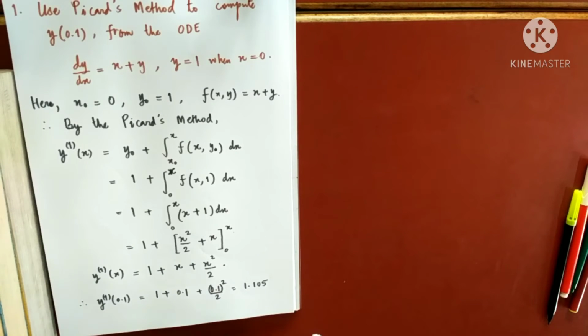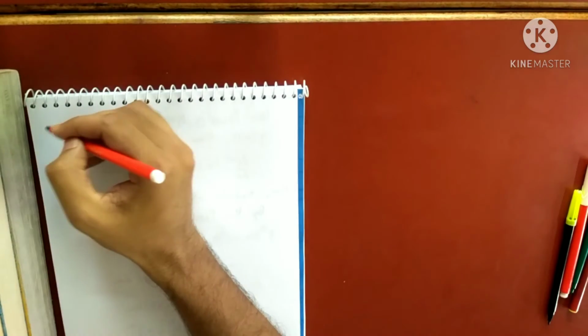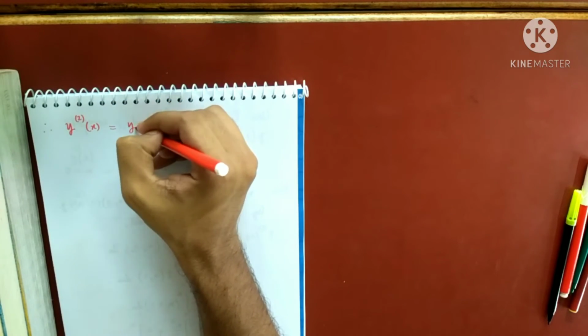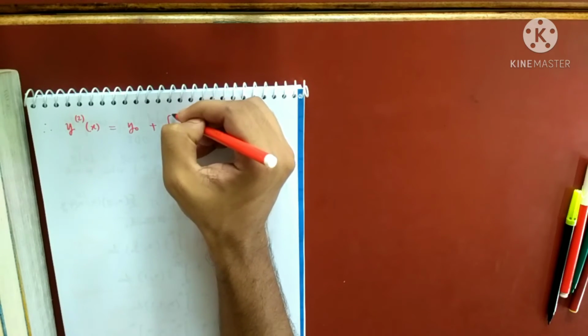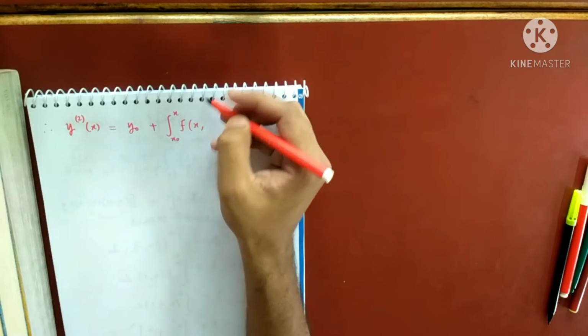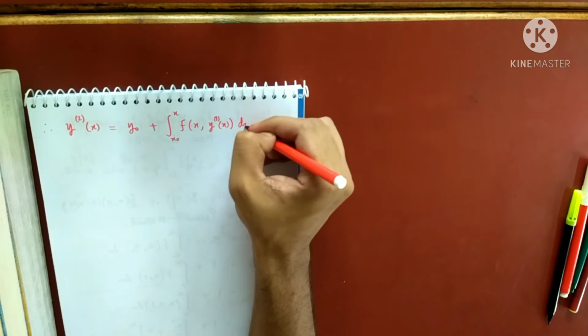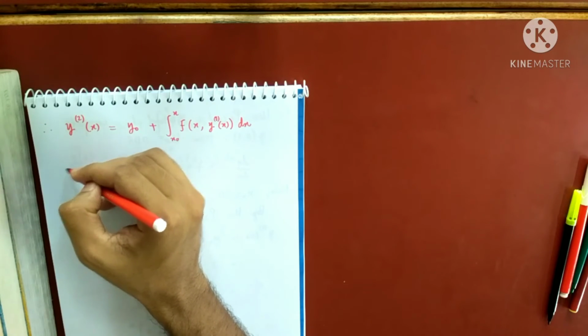So let me write down the second iteration. Remember this value, because we are trying to approximate this value. We'll stop when this value and the next value become the same. So in the second iteration, everything remains the same. Here it remains y naught plus the integral from x naught to x of f of x comma, but here it will be y1 at x, not some number. So what is this? I'll write from here.